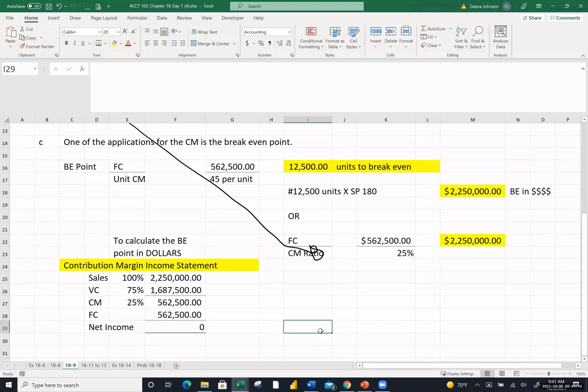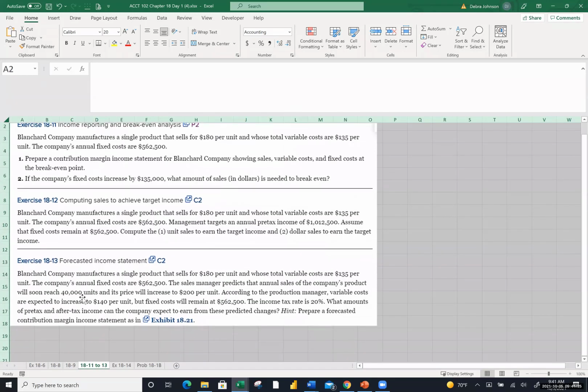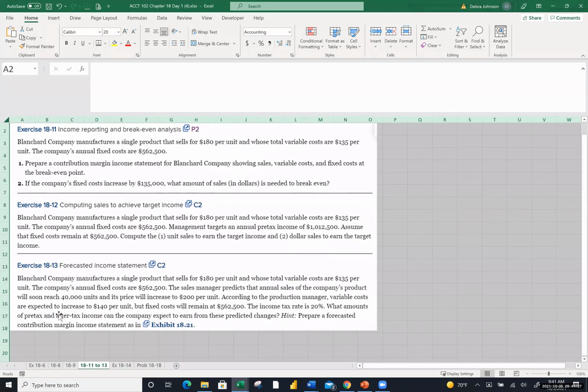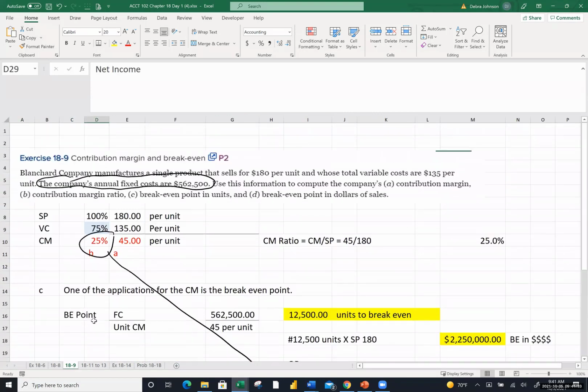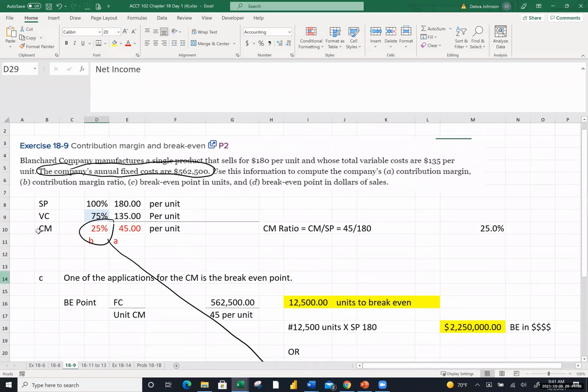In fact, the next 3 exercises that we do are all going to come back to the same data that we've just used. So we may be copying data over. Okay, let's keep going then. Blanchard Company, is that the same? Let's go see. 180. Yeah, same Blanchard Company. So the exact same set of data.